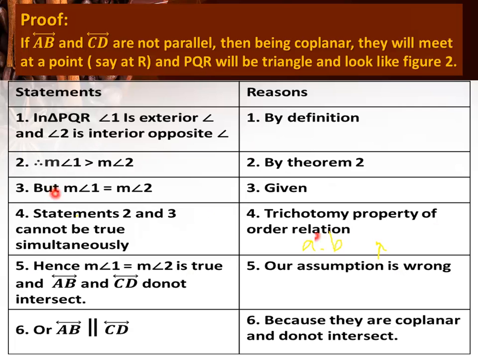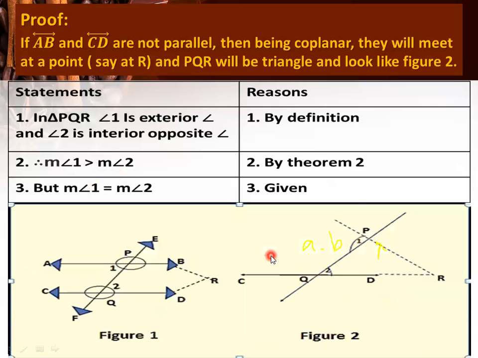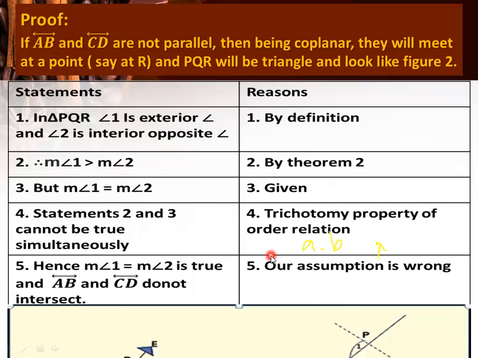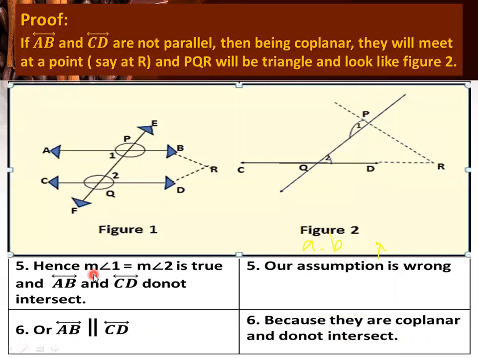Okay, so statements number 2 and 3 cannot be true simultaneously, which means you cannot say that angle 1 is greater than angle 2 and angle 1 is equal to angle 2. Either angle 1 is greater than angle 2 or it will be equal. This is the trichotomy property of order relation. So now you will say that the measurement of angle 1 is equal to the measurement of angle 2 is true.